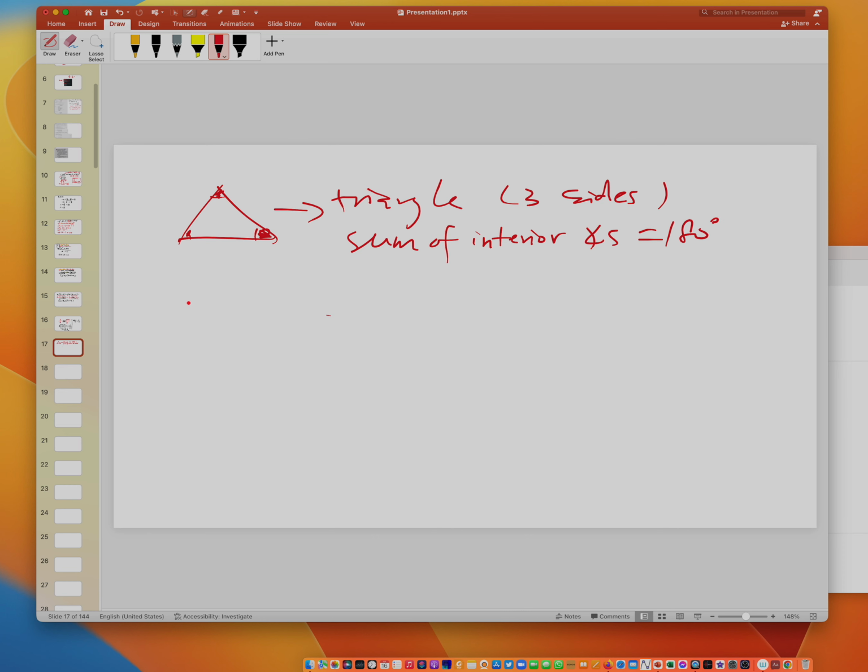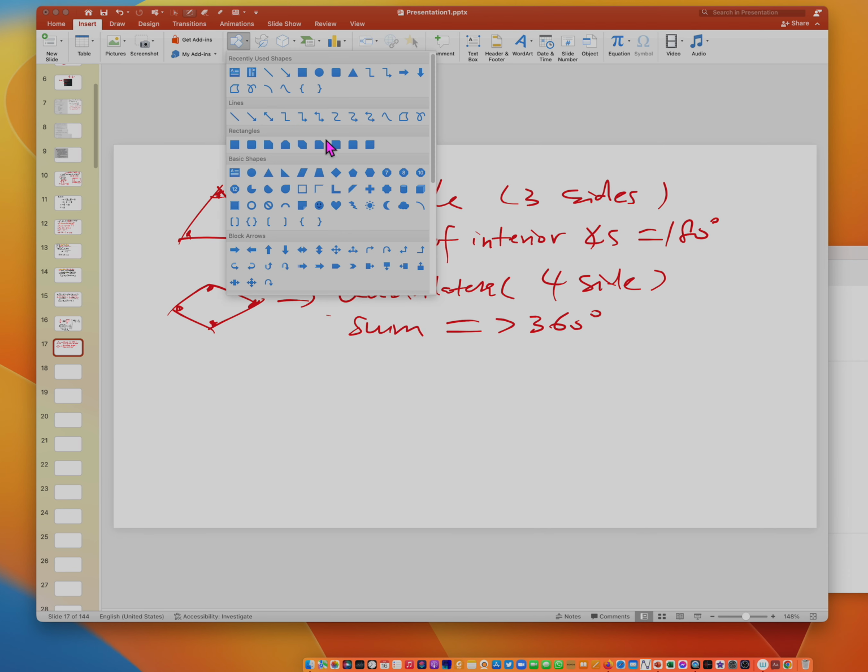Then for quadrilateral, that means the 4-sided one. It's quadrilateral with 4 sides, right? What's the sum of interior angles? Add up to 360. Very good. Then what about pentagon? You don't know. A pentagon is 5-sided, by the way.